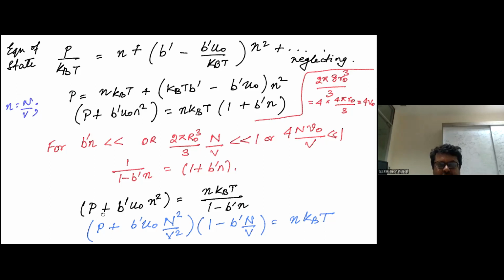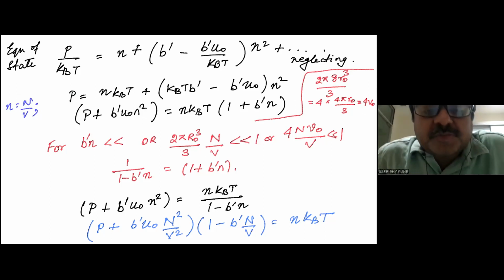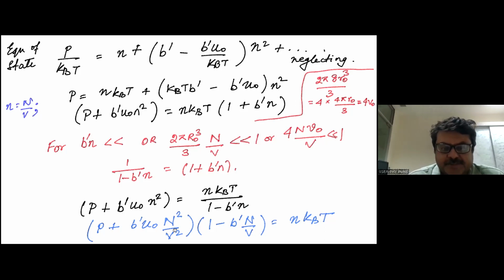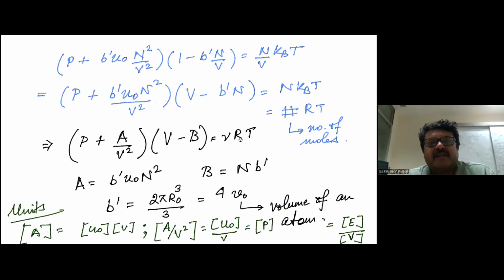We write P plus, so this remains B dash U0 n square, and on the right hand side, 1 plus B dash n has been written as 1 upon 1 minus B dash n, upon nkBT. And the next step, if you just write n to be capital N by V, and capital N being the total number of particles, you can already see that the equation is getting closer to the van der Waals equation of state, right? So on the right hand side of the equation, you have nkBT, and all that you need to do is, I'm now replacing all the small n's, which was capital N by capital V. That's all that I have done. So that's what I have done here, and that's what I have done here.